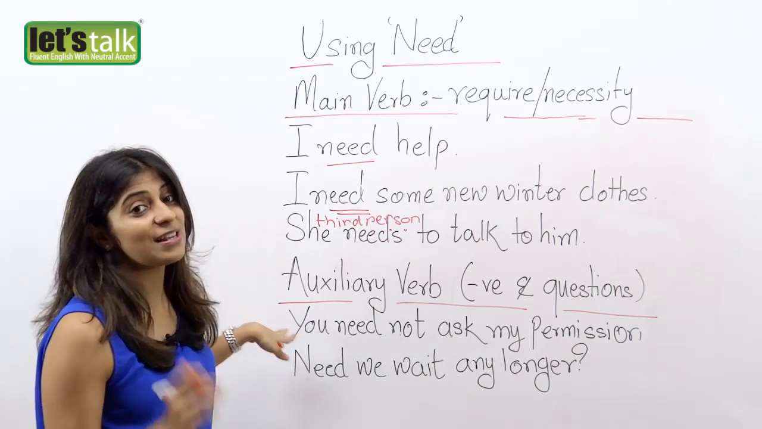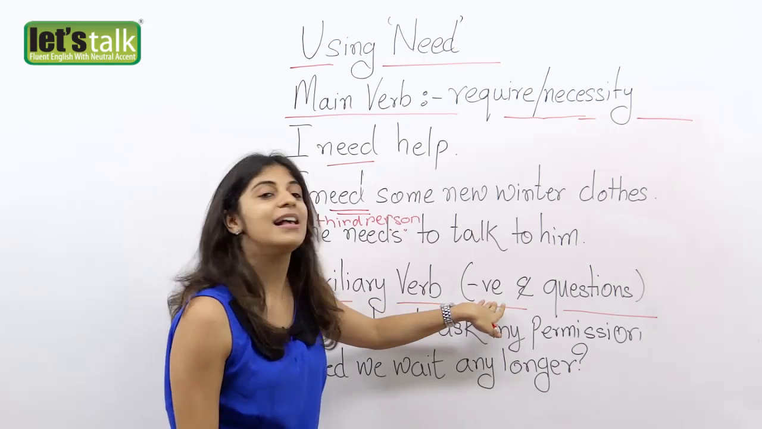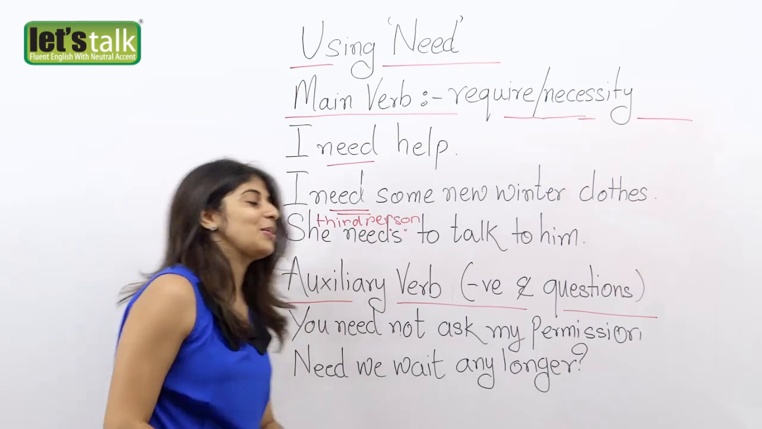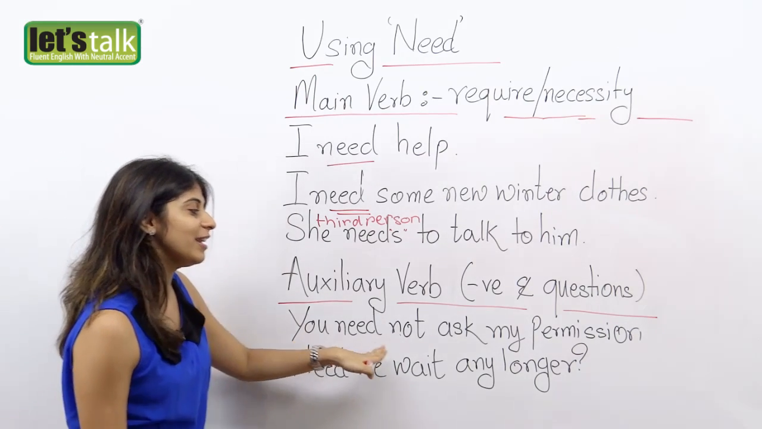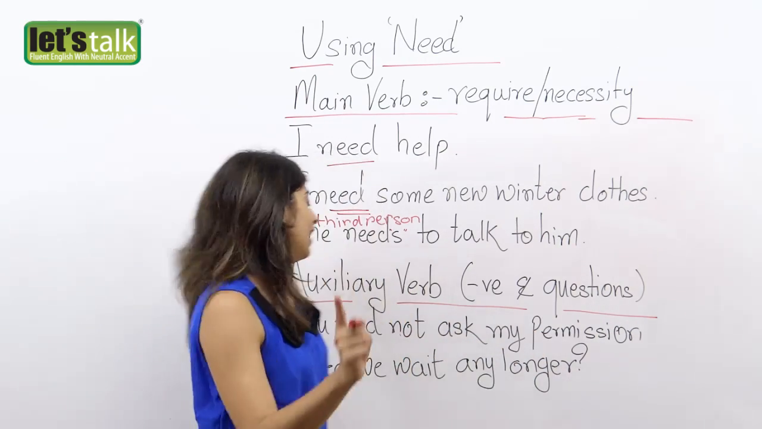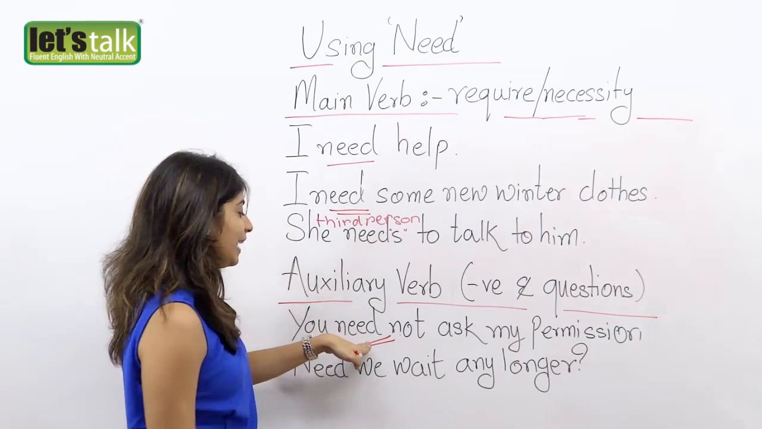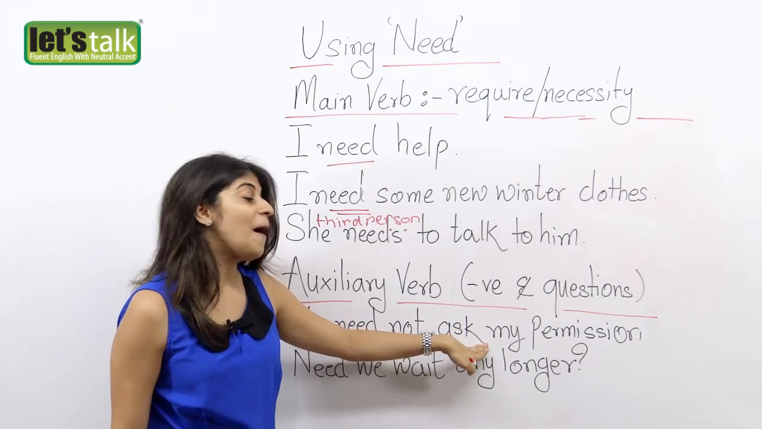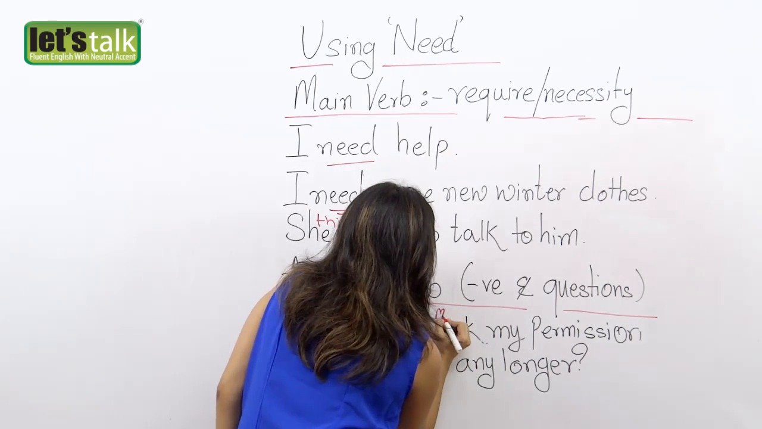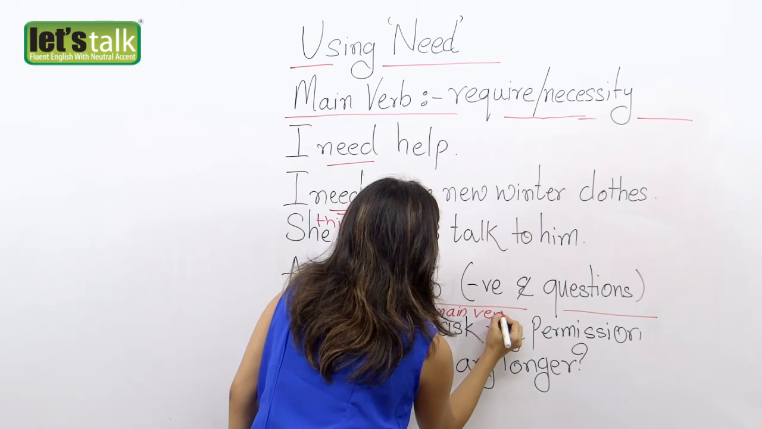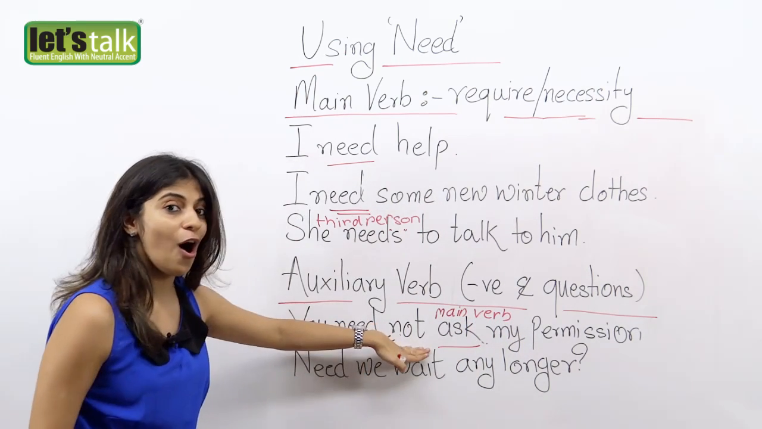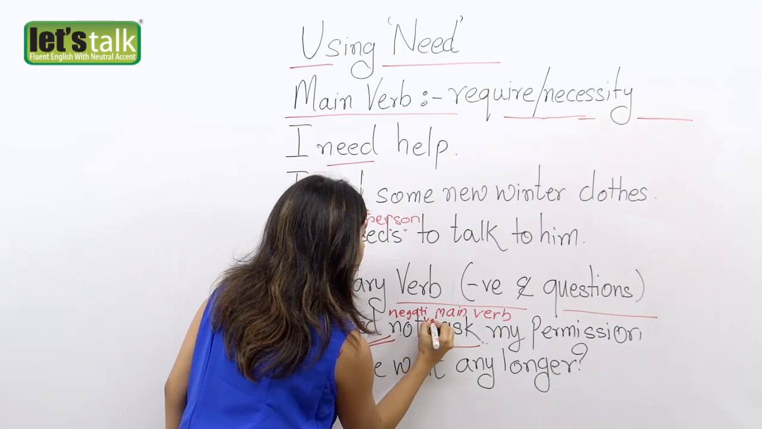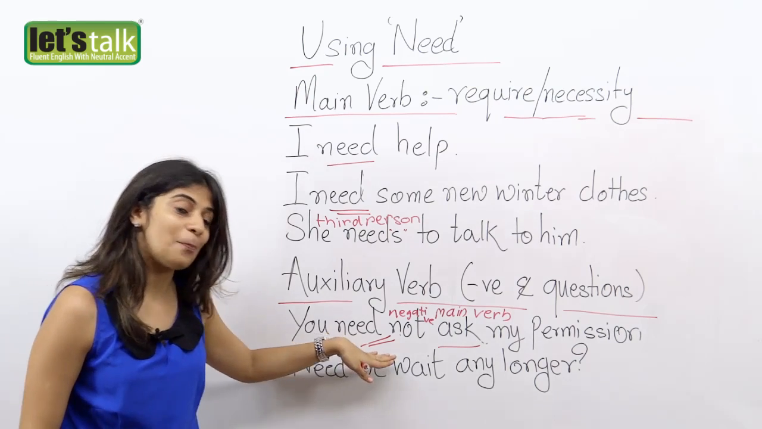Now when need is used as an auxiliary verb, it is commonly used as in negative sentences and also in questions. To explain this to you, we have a sentence here, you need not ask my permission. Here, need is a supporting verb to ask. Ask is your main verb. Whereas not is your negative word. Alright, so need is here a supporting verb.